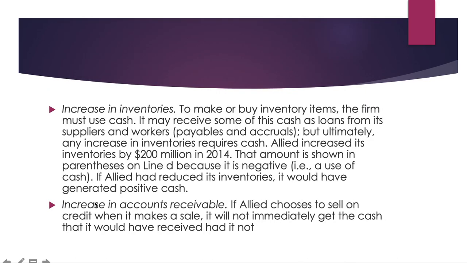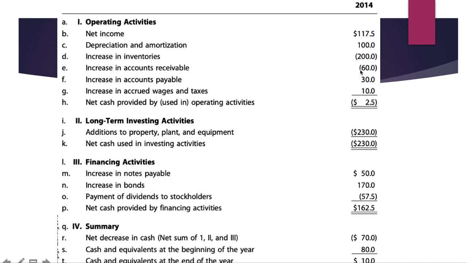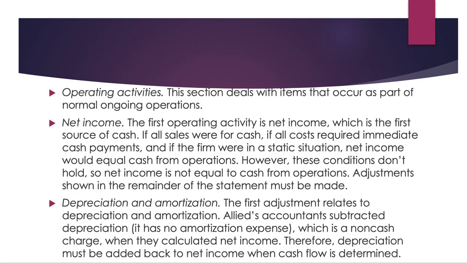And then we have an increase in accounts receivable. Basically, if Allied chooses to sell on credit, when it makes a sale it will not immediately get the cash that it would have received, and that's going to be again a negative item here, because anything that shows here as an increase in accounts receivable means the other party has an obligation to give us cash at a later time. So this is going to be subtracted as a cash outflow in this statement.